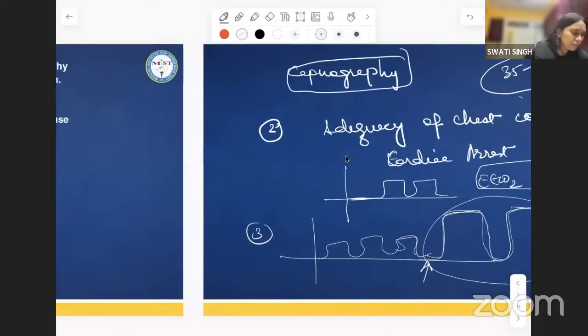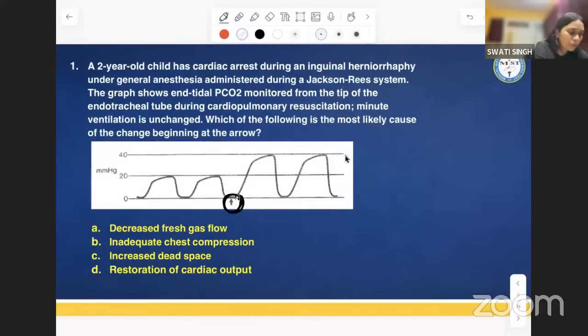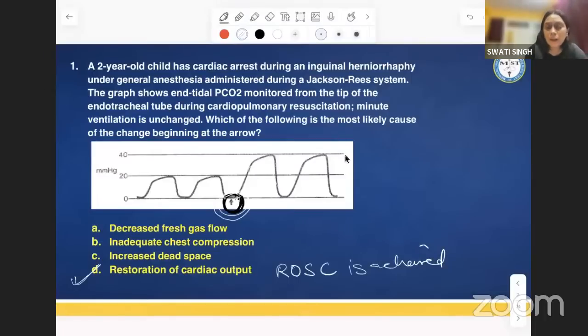So if you see in the question, at this point, the ETCO2 graph from 20 became 40. This means restoration of cardiac output, or we can write return of spontaneous circulation. We write it ROSC is achieved. What is the full form of ROSC? Return of spontaneous circulation. You know, in CPR, they have asked every possible question.